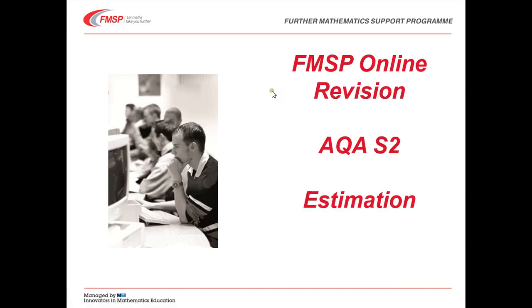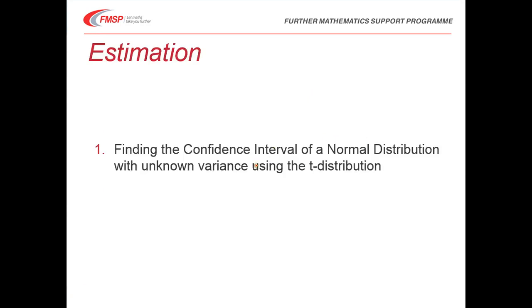So welcome to this. This is the Further Math Support Programme online revision session for AQA Statistics S2, and in this one we're building on S1 in the area of estimation. So how is this different than S1? Well, what we need to be able to do this time is also find confidence intervals of a normal distribution with unknown variance, and we do this using something called a t-distribution rather than a normal distribution.